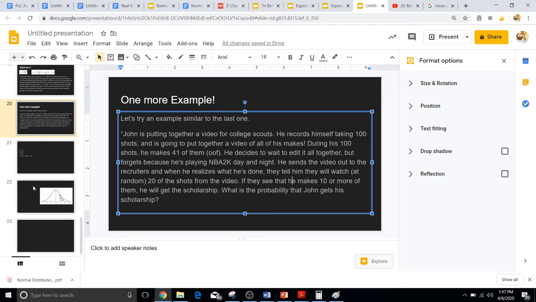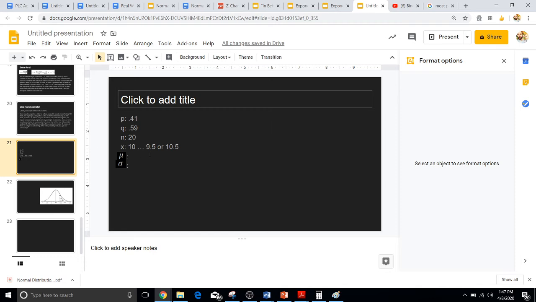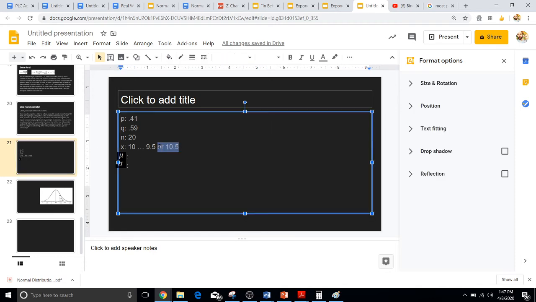So let's go back to our list. And we know that if we subtract 0.5, we get 9.5. So our x value is going to be 9.5.